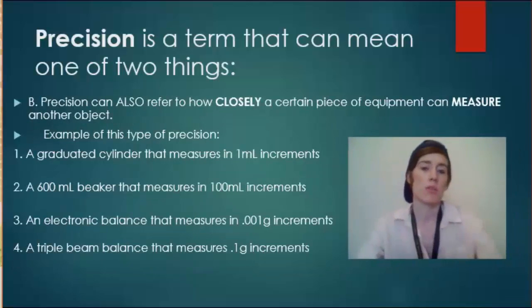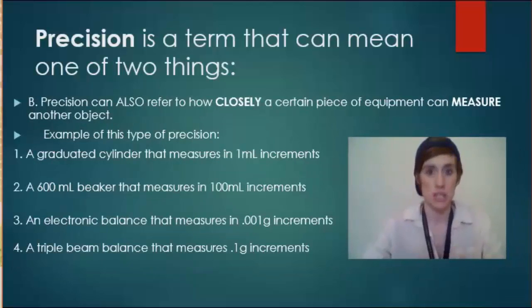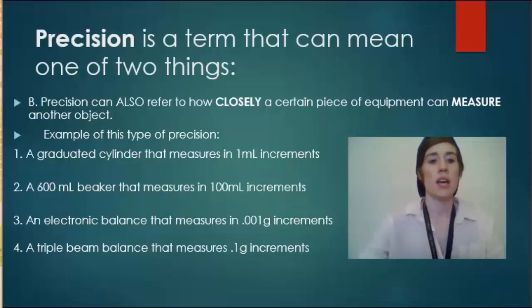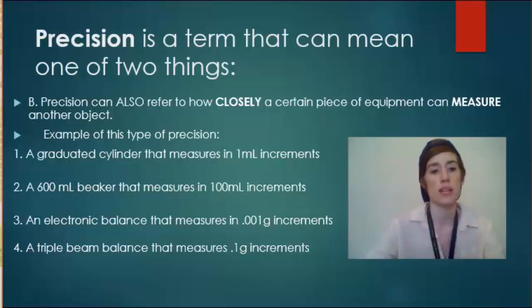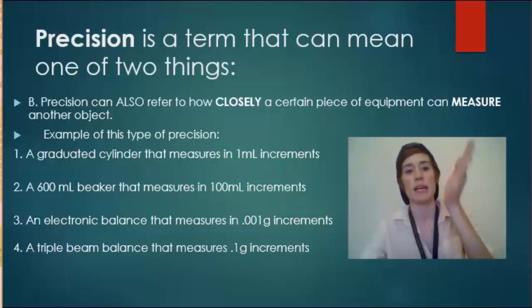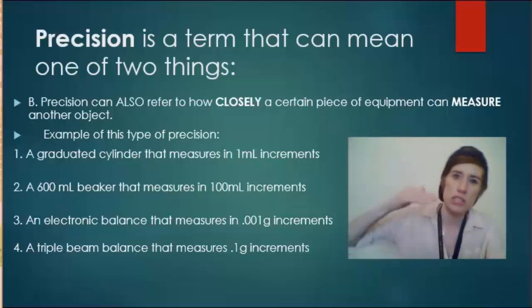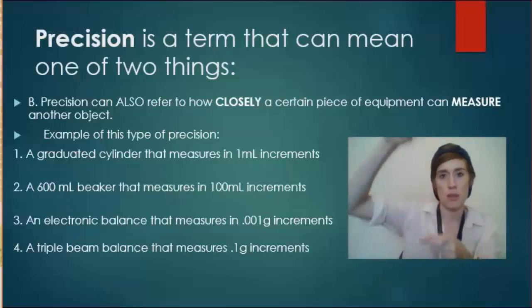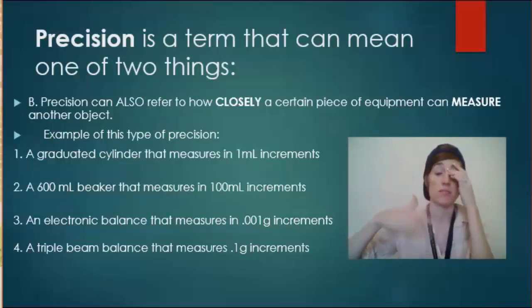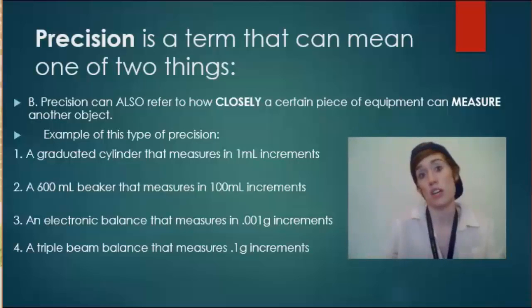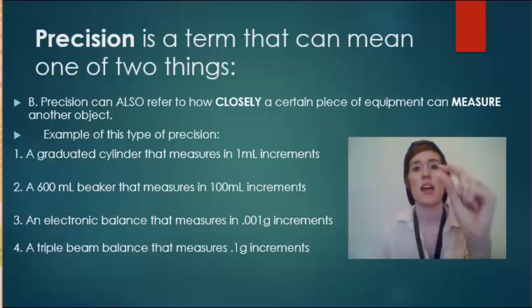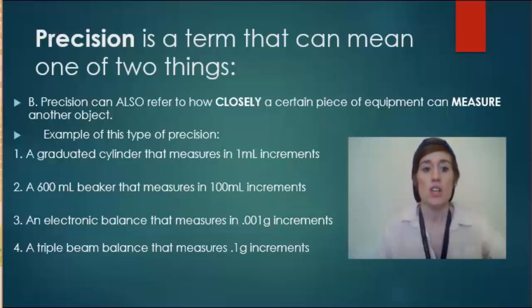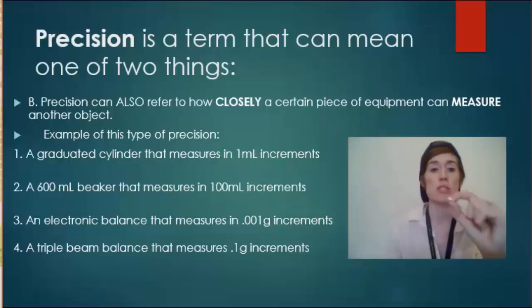The second way we can refer to precision is when we're talking about measuring things. Okay, precision can also refer to how closely a certain piece of equipment measures another object. So number 1 says a graduated cylinder measures in 1 milliliter increments. Increments are those little lines inside, the lines that you actually read. Those are increments. And if they're in 1 milliliter increments, that means they're really small. They're really close together. So we are measuring very, very closely.